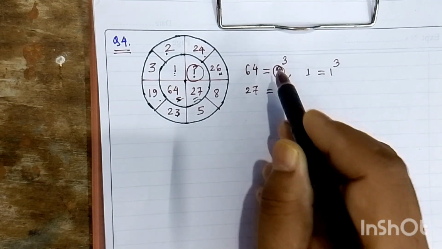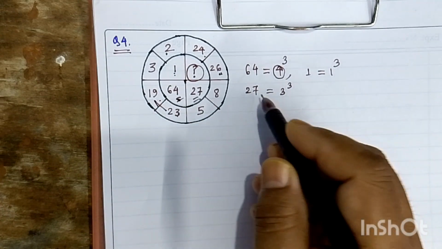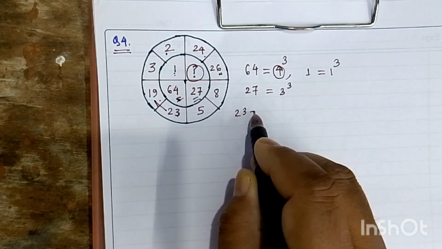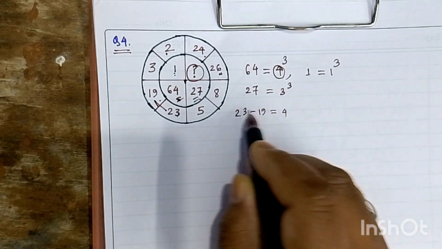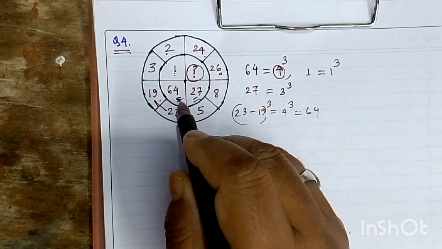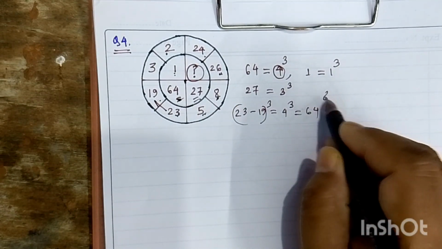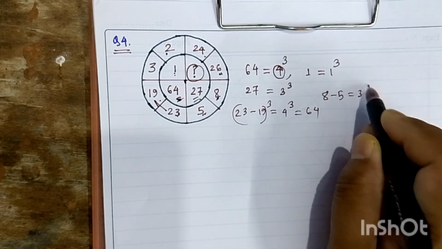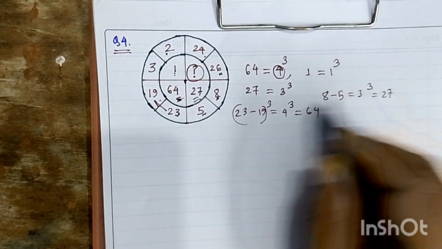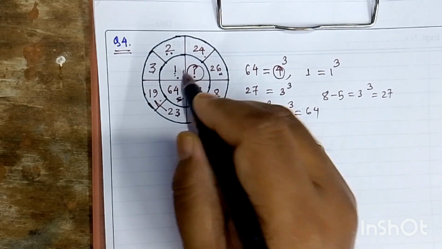Now, how do you get the 4? We can find 4 by the difference of 23 and 19. Yes, the difference of 23 and 19 is 4. Again, if we do the whole cube, we get 64. Then for the inside number, again the difference of 8 and 5 is 3. When we do 3 cube we get 27. And the difference of 3 and 2 is 1, and then the cube of 1 is 1.